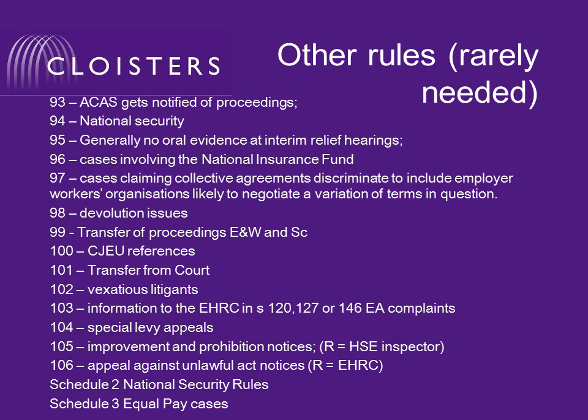Rule 95 deals with the position on interim relief hearings. These interim relief hearings generally don't receive oral evidence, although it is possible to have it at the discretion of the tribunal. Rule 96 deals with National Insurance Fund cases. Rule 97 deals with cases in which it's claimed that a collective agreement discriminates, and it requires the employer and any workers' organisations who are likely to negotiate a variation of terms which are in issue to be included.